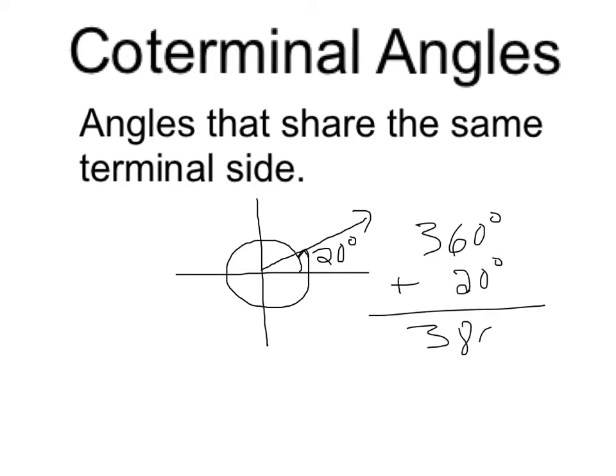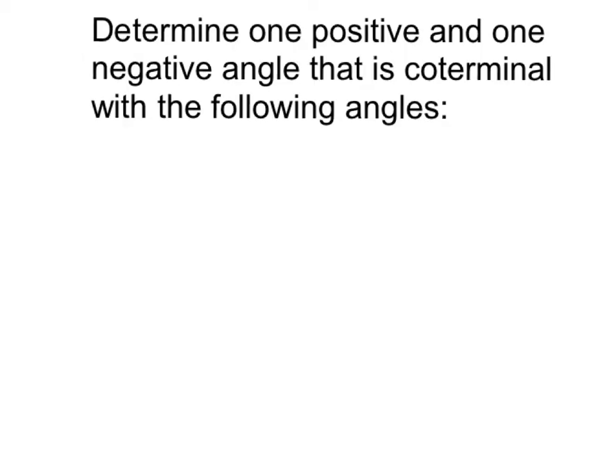to create an angle of 380 degrees. 20 degrees would be coterminal with 380 degrees. Let's look at finding coterminal angles. Determine one positive and one negative angle that is coterminal with the following angles.